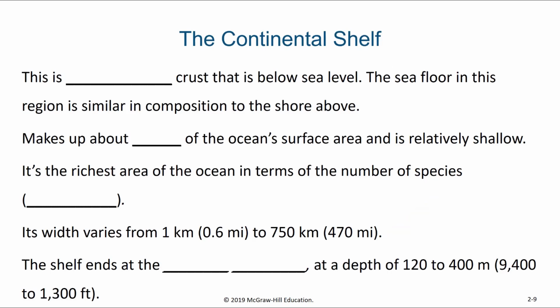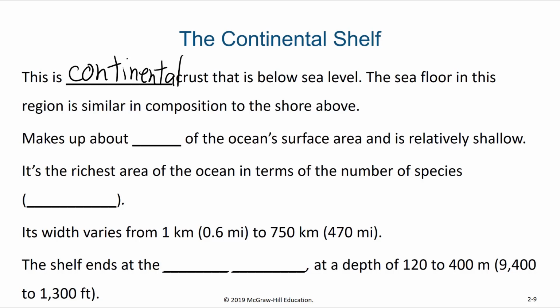So let's talk about these different sections of the continental margin. The continental shelf is actually composed of continental crust, not oceanic crust. And this continental crust is actually below sea level. So in this part of the ocean, the seafloor is chemically very similar in composition to the rocks and the land that are on the shore above.